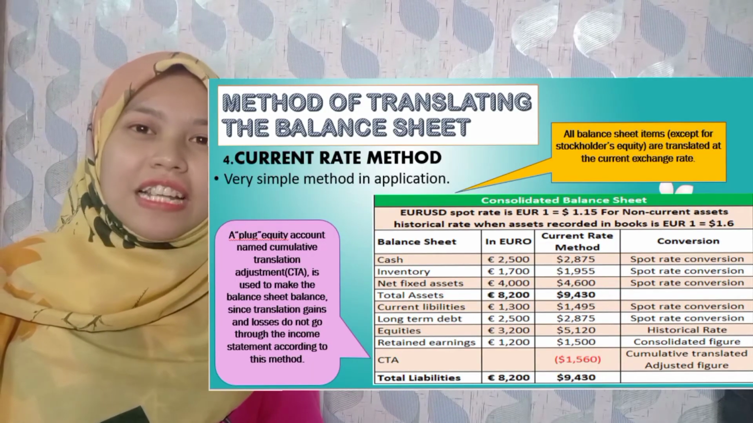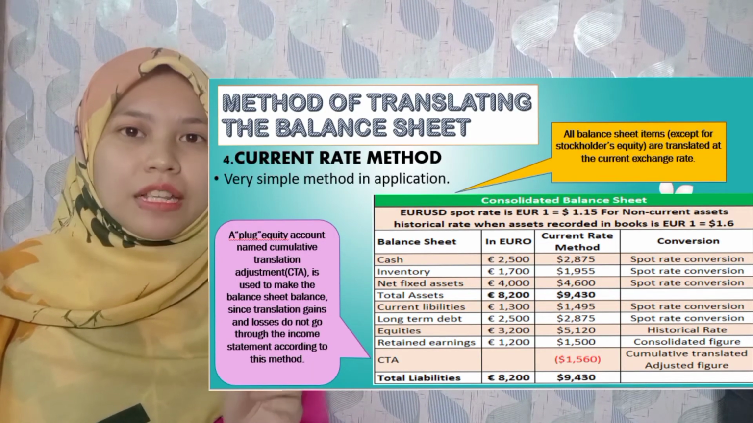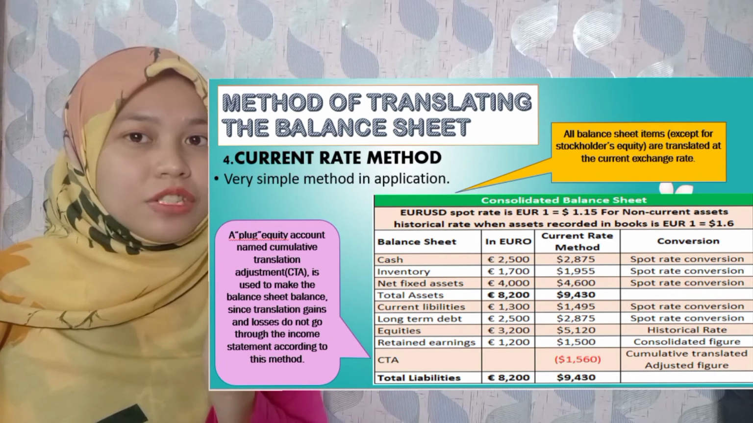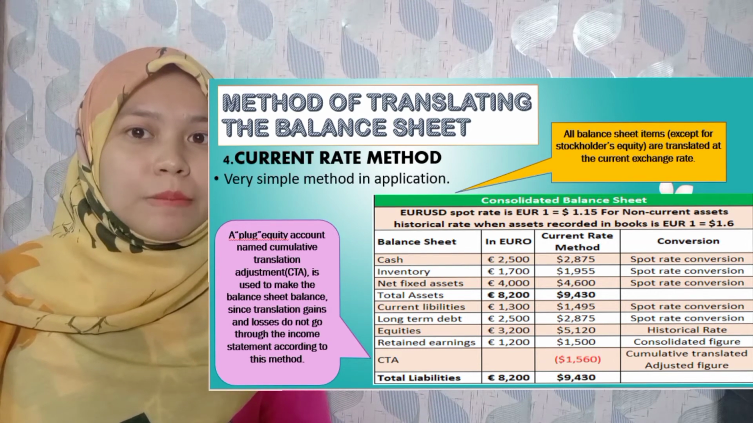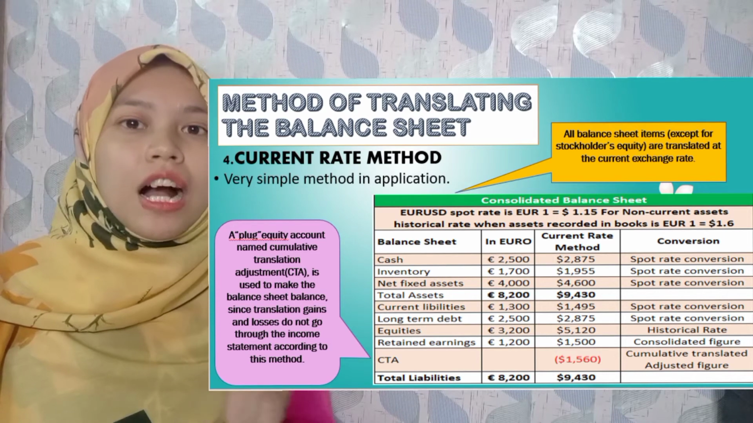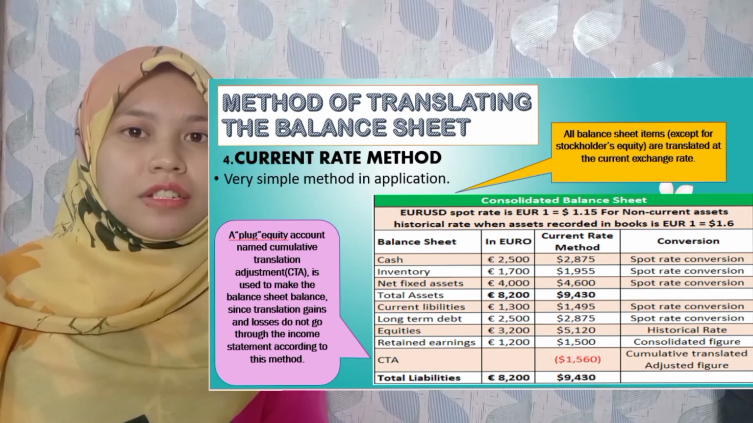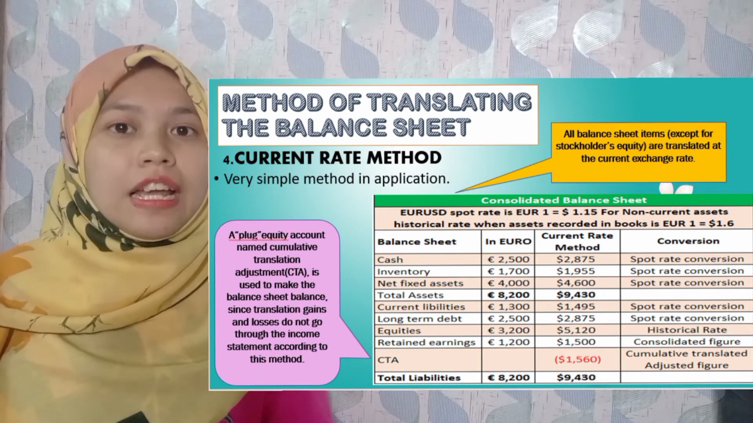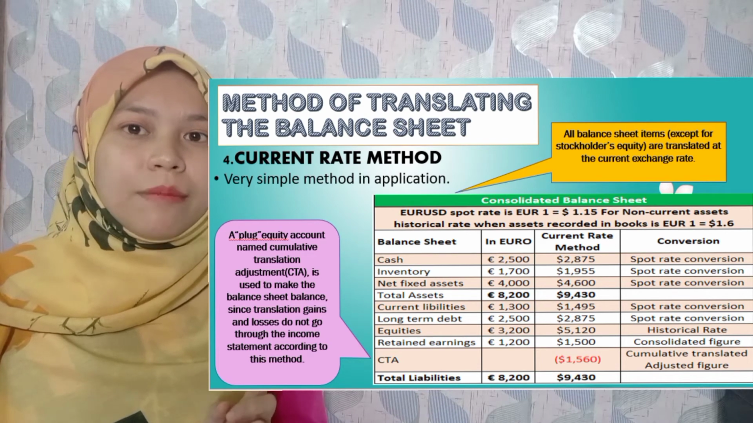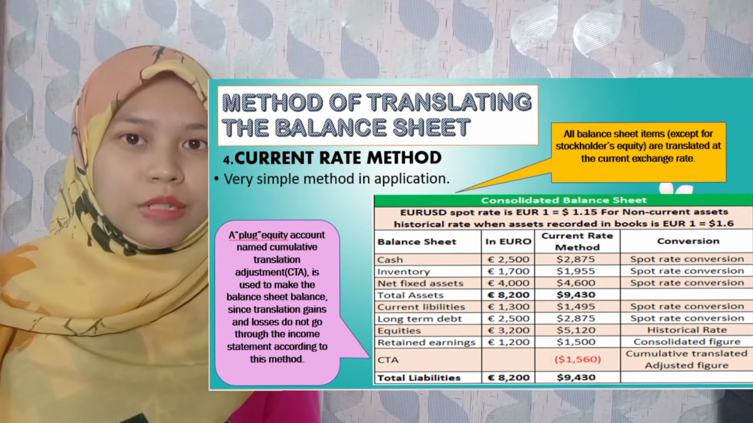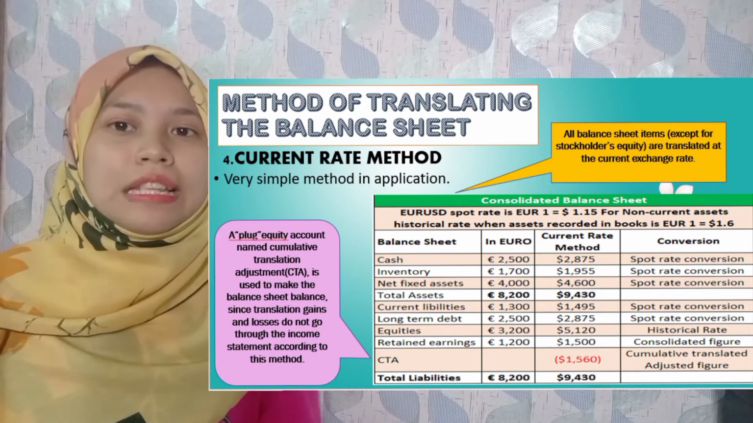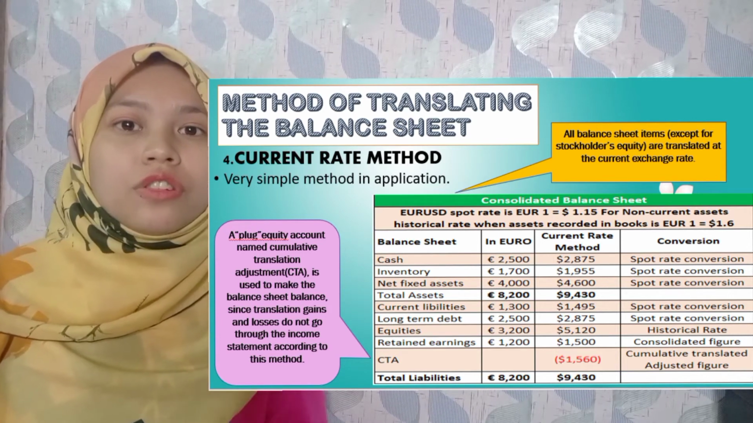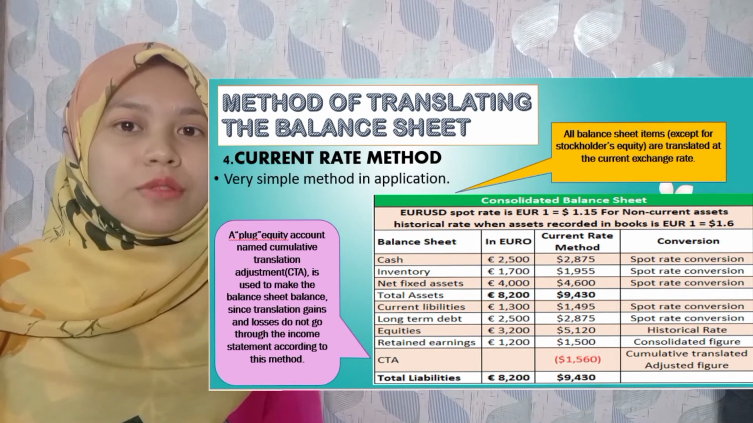The next method of translating the balance sheet is the current rate method. The current rate method is very simple in application. The table shows that all balance sheet items except for stockholders' equity are converted at the current exchange rate, which is the spot rate, equal to 1.15 USD. A plug equity account named Cumulative Translation Adjustment (CTA) is used to make the balance sheet balance, since translation gains and losses do not go through the income statement according to this method.